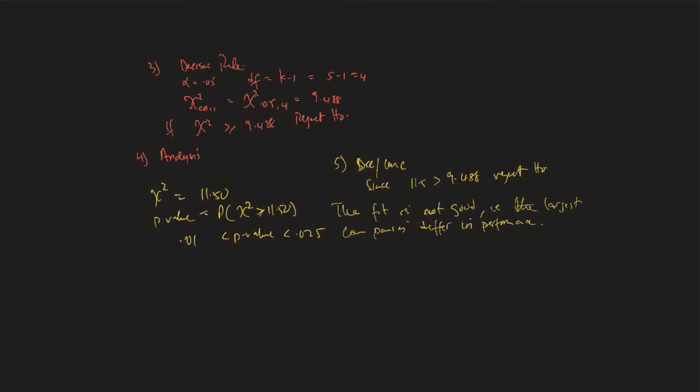Again, in this example, there is a possibility of type 1 error. The risk of type 1 error is, as you can see here, between 0.01 and 0.025.